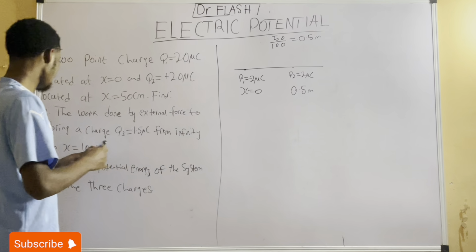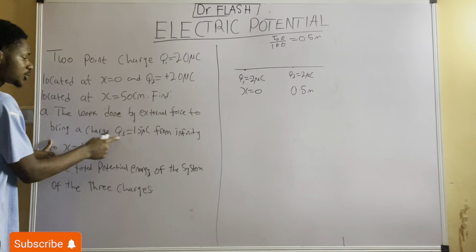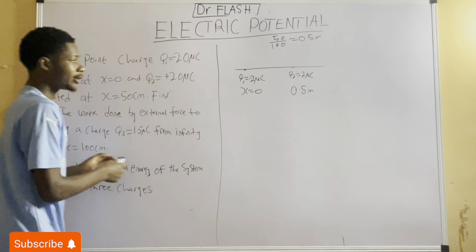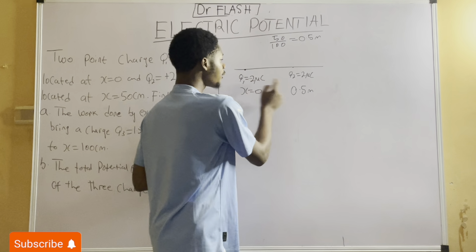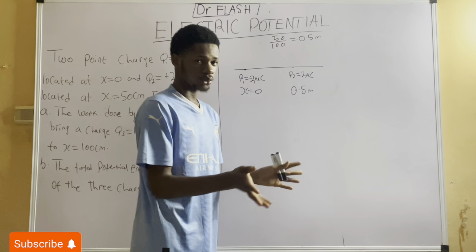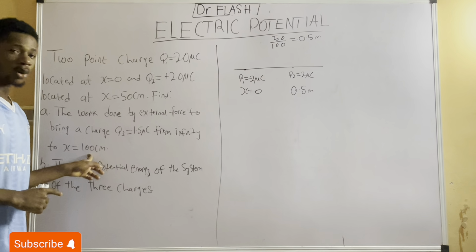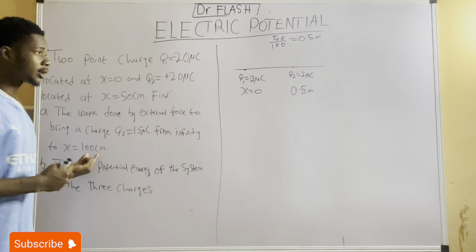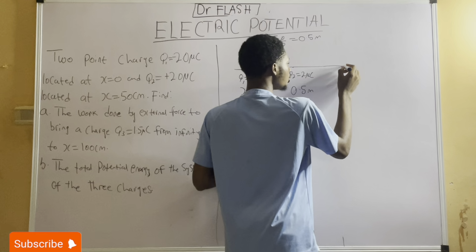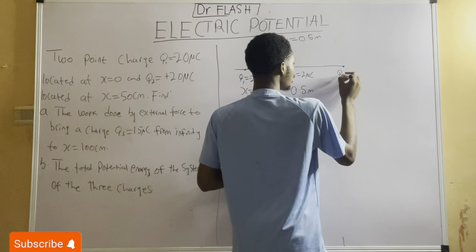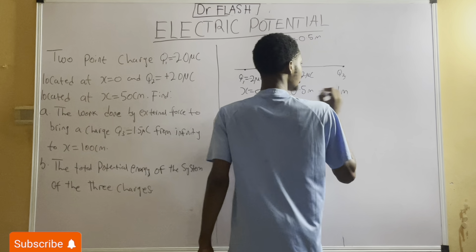Now the question asks us to find the work done by an external force bringing a charge Q3 from infinity to a point 100 centimeters. Now infinity is not a specific distance, but we do know that it is outside the reach of the region of the electric flux of these two charges, that is, very, very far away at some distance we do not know, which we call infinity. I'm beginning from that infinity to a point which is 100 centimeters, or the same as 1 meter. So I'm beginning from a point in infinity down to a point in the electric field which is at a distance of 1 meter.